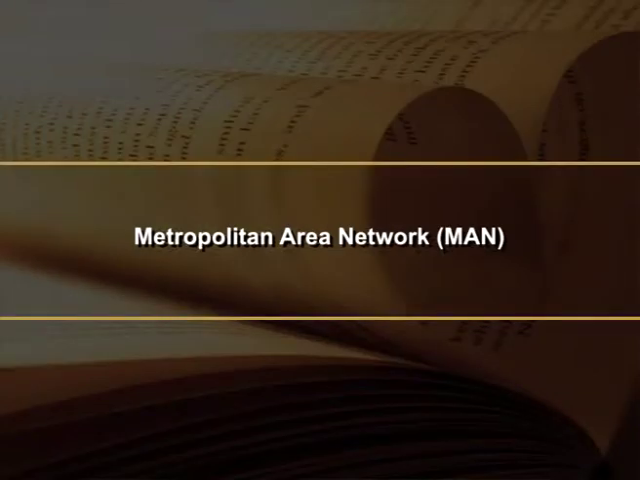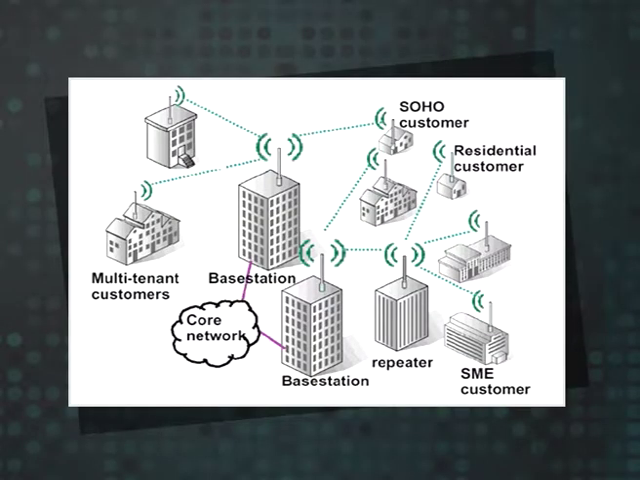Metropolitan Area Network. A MAN is a network that interconnects users with computer resources in a geographic area or region larger than that covered by even a large local area network, but smaller than the area covered by a wide area network, WAN. The term is applied to the interconnections of networks in a city into a single larger network.